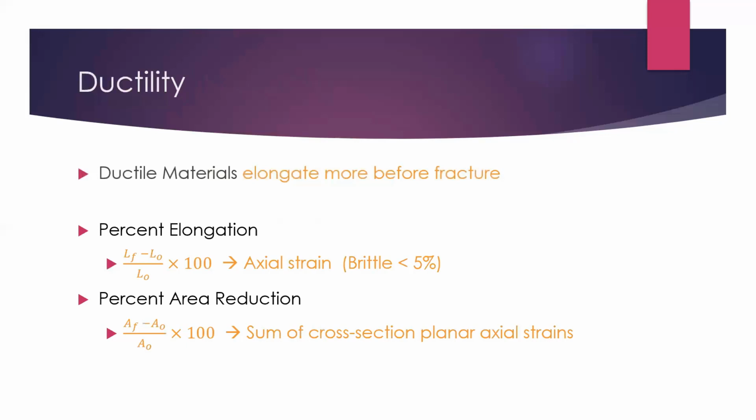You can do a very similar calculation with the area. So you can take your final area. After you break your specimen, you can measure that final area, subtract the initial area, divide by the initial area, multiply by 100. And then that will give us our percent area reduction.